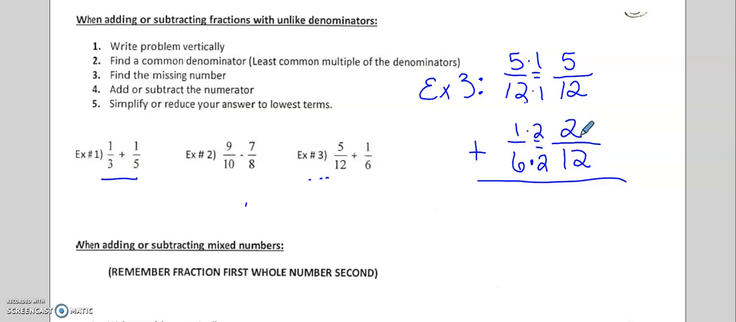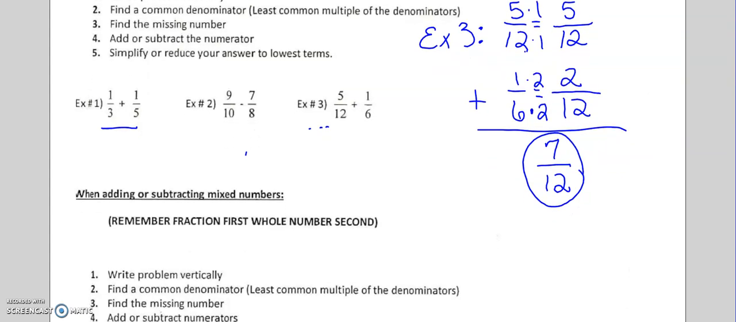And once again, I'm adding. So 5 plus 2 is 7, and my answer is going to be 7/12. Remember, the denominator stays the same. And 7 is a prime number, so if 12 is not divisible by 7, I know that I have finished my problem.